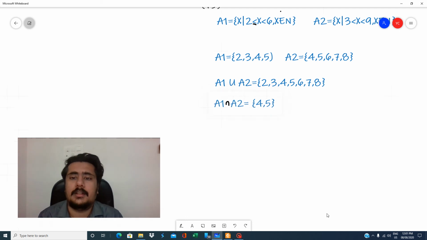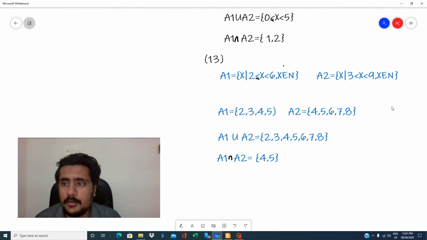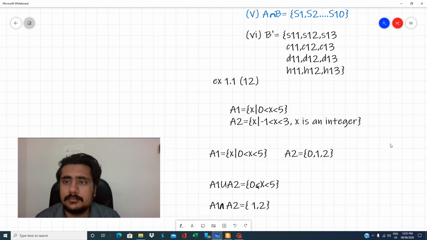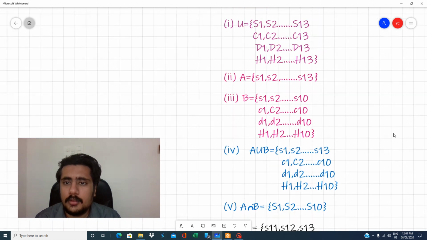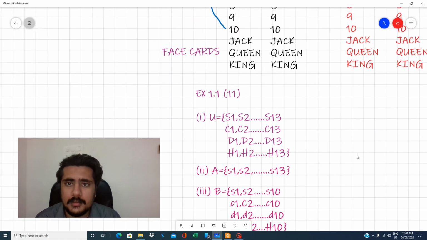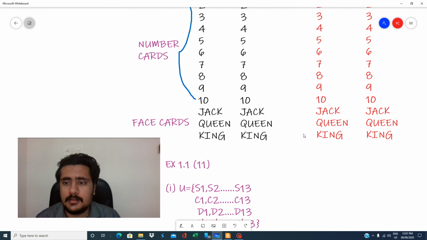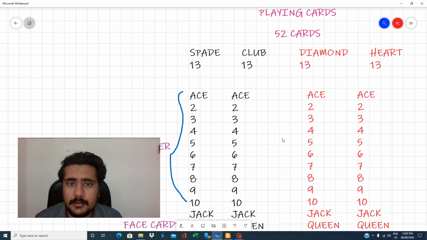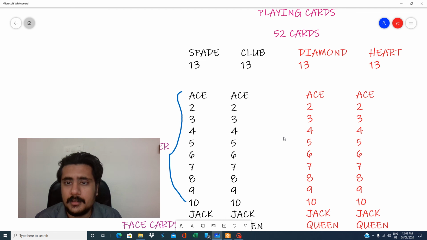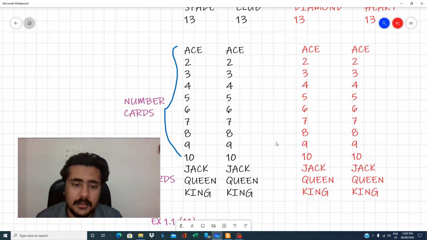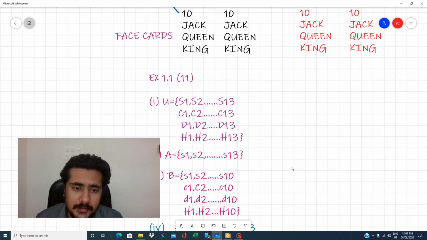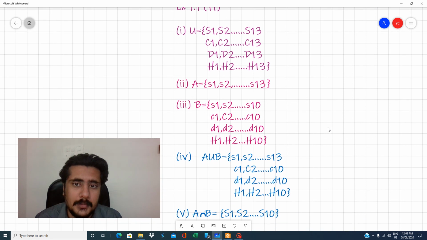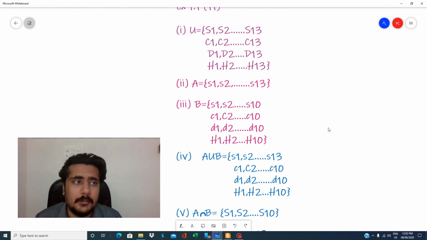Great. So what we had done today. Today we have done three sums. We have started with this sum of the cards. Okay, I told you there are 52 cards, with 4 suits, 13 spade, 13 club, 13 diamond, 13 heart. Then we have done the 11th sum in which we have seen that the sample space is 52. We will be writing like this: S1, S2, up to S13, up to H1, H2, H13.